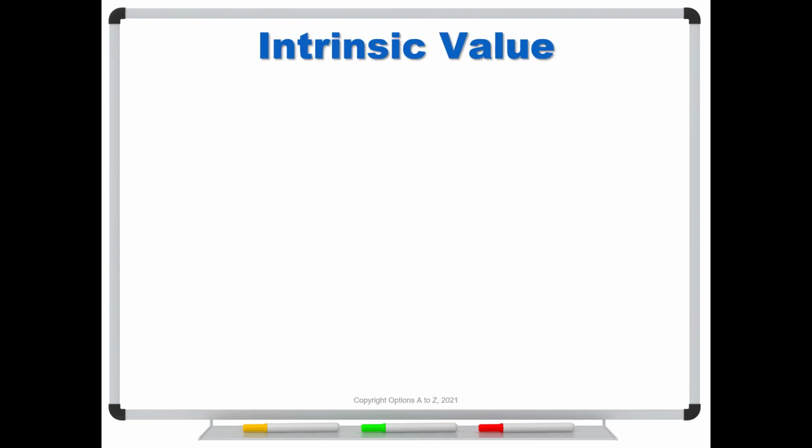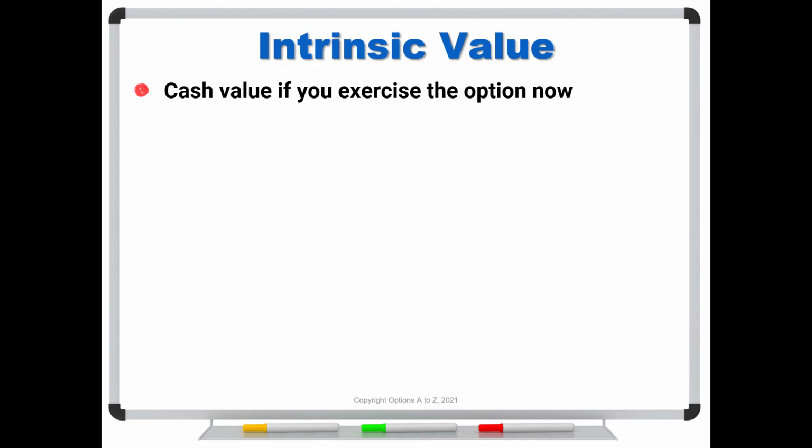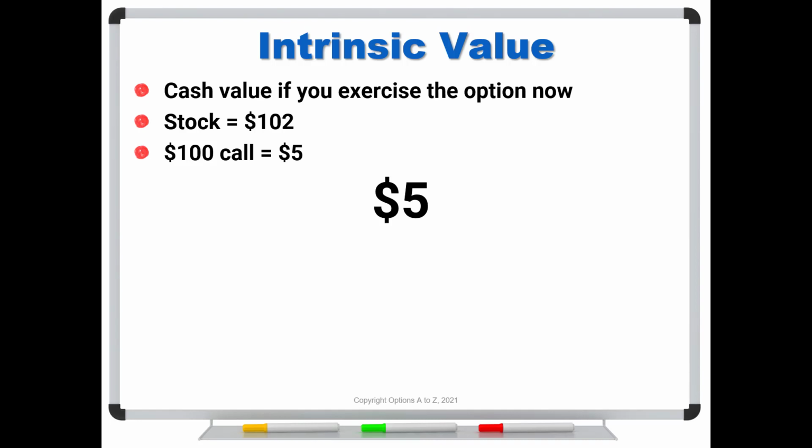So first, quick refresher, what is intrinsic value? We can think of it as the cash value if you exercise the option now. So let's say that the stock is at 102, the $100 call is trading for $5. Well, if you exercised the call right now, you would be spending the $100 strike and receiving stock worth 102. And so that would give you a real $2 benefit at that moment. But notice that the option is trading for 5. So if the option is 5 and there's $2 of intrinsic value, then the remaining $3 must be the extrinsic value or the time value.